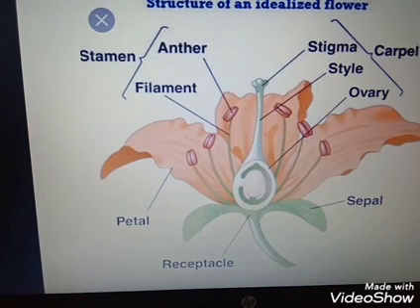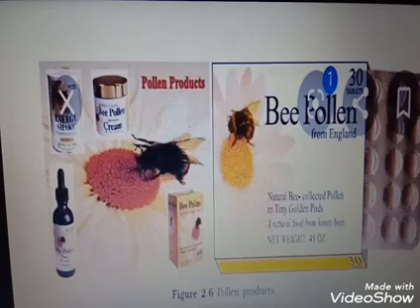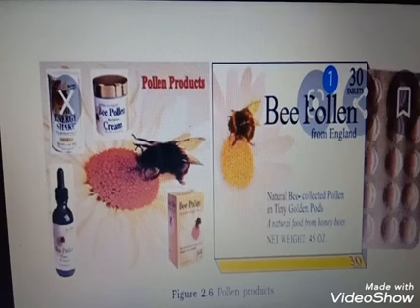Then the next stage is the formation of the microspores, which is known as microsporogenesis. You can get an idea from this picture. Bee pollen from England. This is a picture of pollen products. Pollen grains are used as a commercial product.